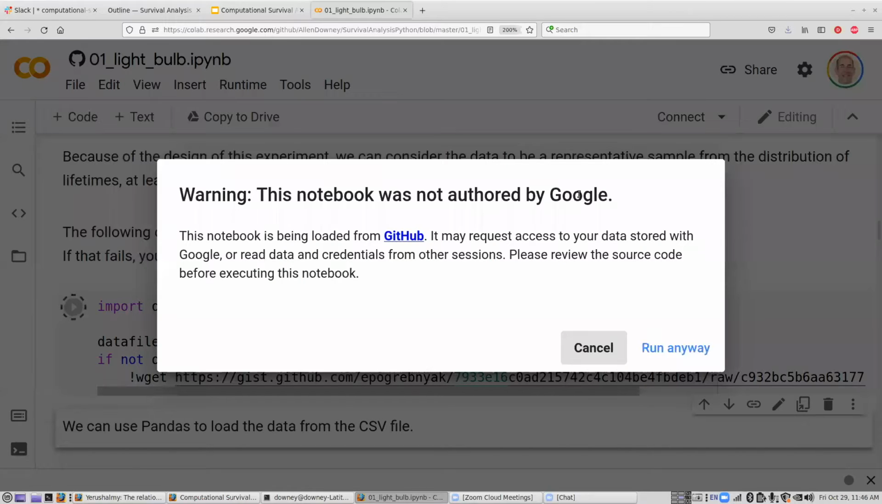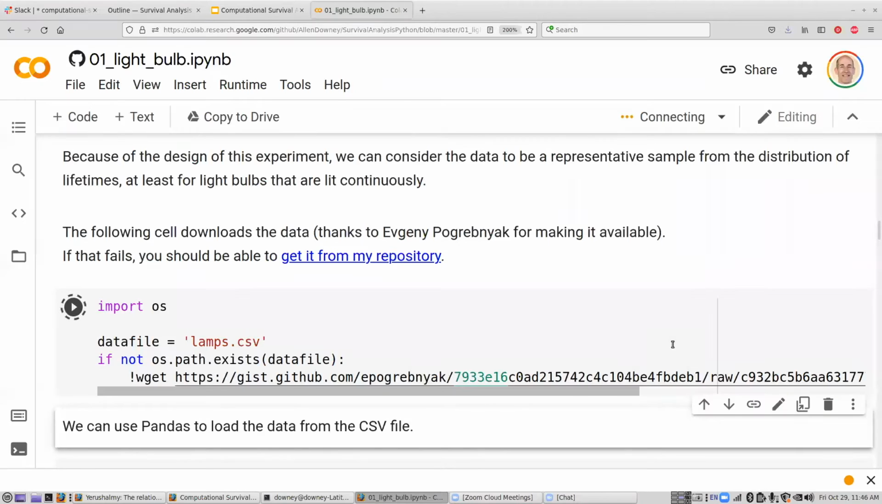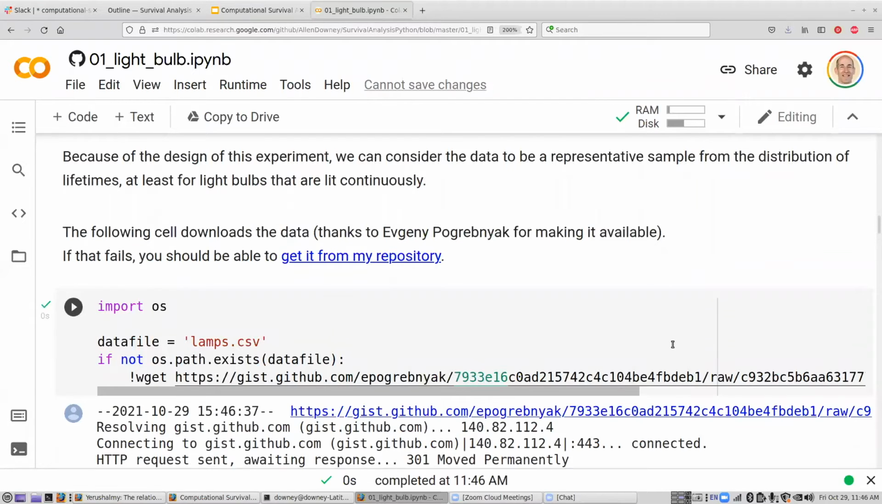If you execute a couple more cells, when you get to the first cell that contains code, you will get this warning window that tells you that this code was not written by Google, and so it's not their responsibility, and that's fine. You can run it anyway. This is running on the cloud. It has very limited ability to do harm to anything. So it's pretty safe. And what the first cell does is download the data file.